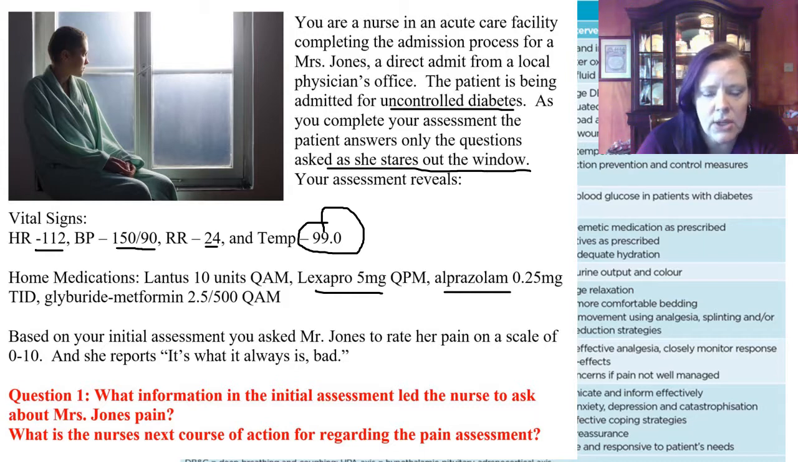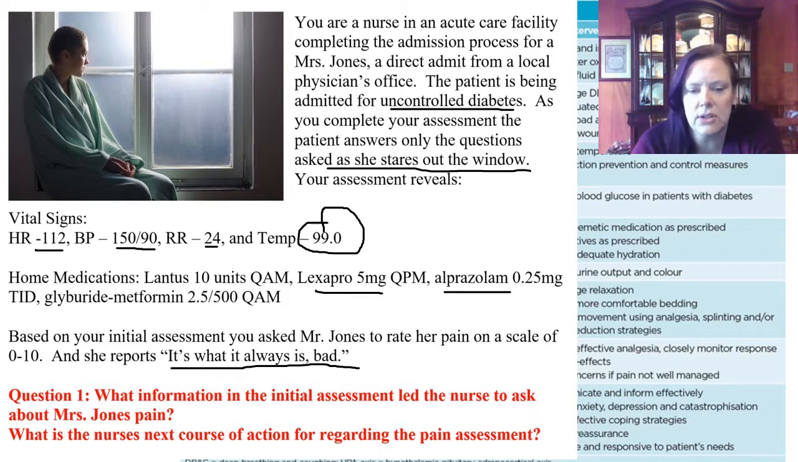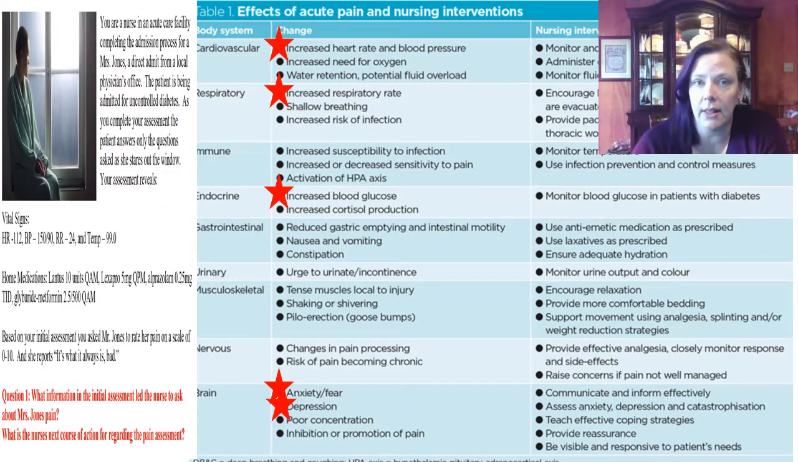And so when we ask the question of how bad is your pain on a scale of 0 to 10, she says, it is what it always is, bad. And that's the response we get. So the question is, what information in the initial assessment led the nurse to ask about Mrs. Jones' pain? So there are a lot of things here. We could see her increased heart rate, her increased respiratory rate, her increased blood glucose, and also anxiety and depression. All of those things could be factors or signs that our patient is in pain. So we knew we should ask the question.